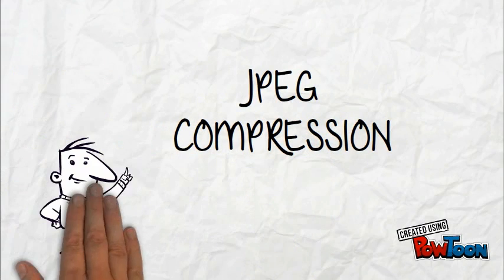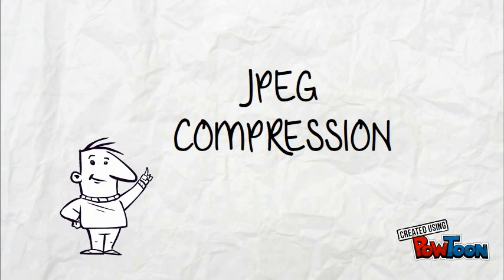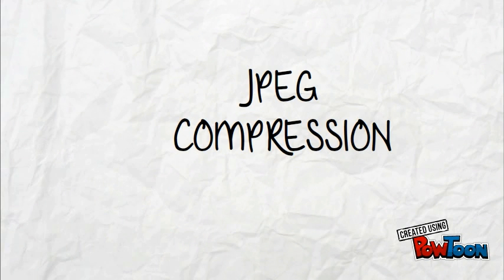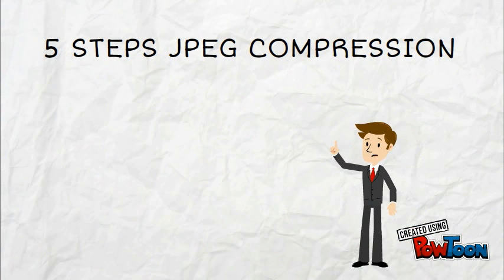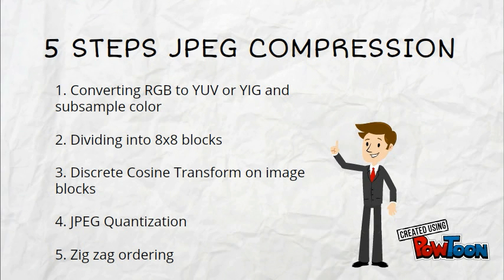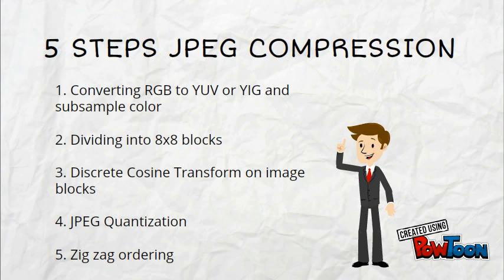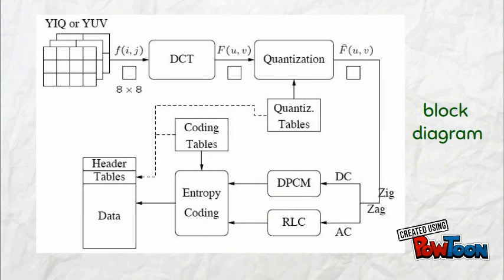JPEG Compression. This part will show how JPEG achieves lossy image compression while maintaining high image quality. JPEG compression has 5 steps, which are converting RGB to YUV, dividing into 8x8 blocks, discrete cosine transform, quantization, and zigzag order. This image shows the block diagram for the JPEG encoder and every step in JPEG compression.